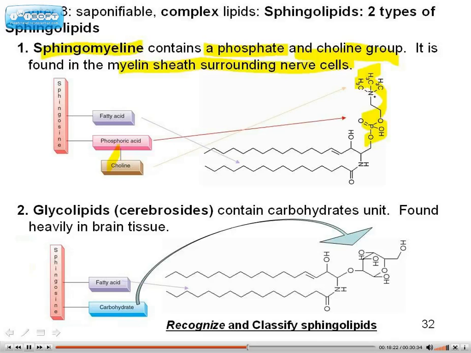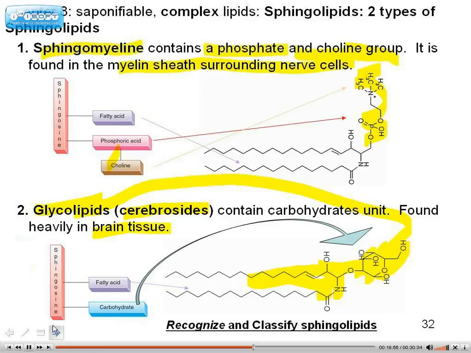The other type are glycolipids. You just saw one earlier. And the minute you see a sugar molecule attached to a sphingosine, and here is my sphingosine right here, the minute you see this present, you're going to name it glycolipid. The alternate name is cerebrosides, and these are other types of biomolecules found in brain tissue.